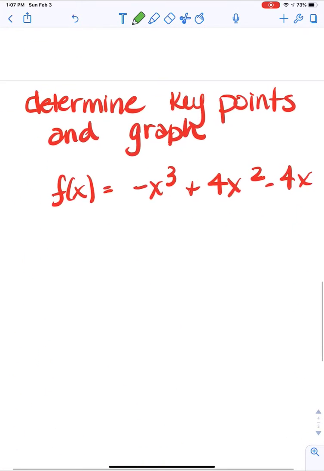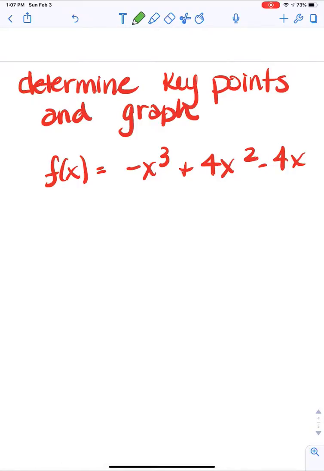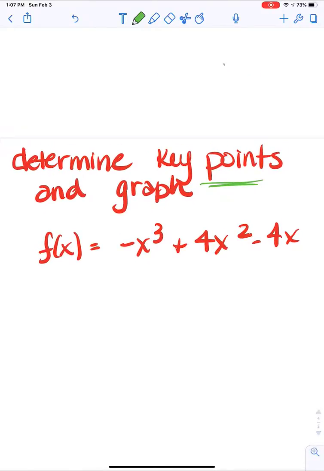The other piece that we looked at at the end of the week was having a graph and determining key points and being able to graph it. And so here you have f of x equals negative x to the third plus 4x squared minus 4x. Now, when they talk about key points, they're talking about y-intercept, x-intercept, and there can be many of them. You want to find all of them. Any relative max and any relative min. Now, those should be actual points. So I want to make sure that you get a good idea of what you need to do on this.